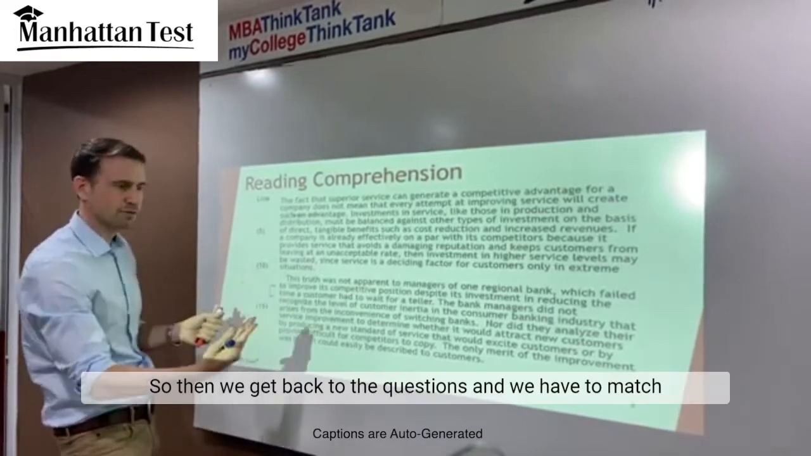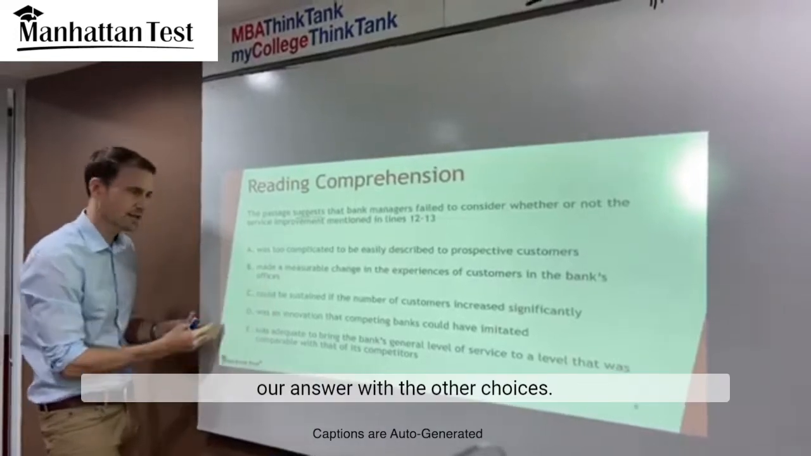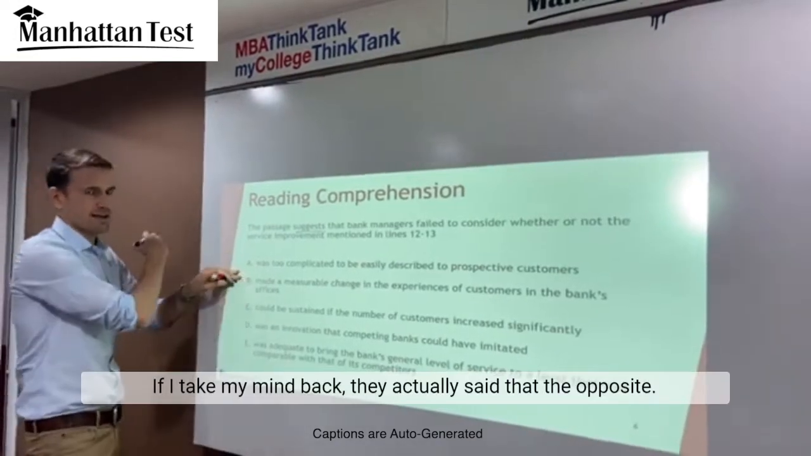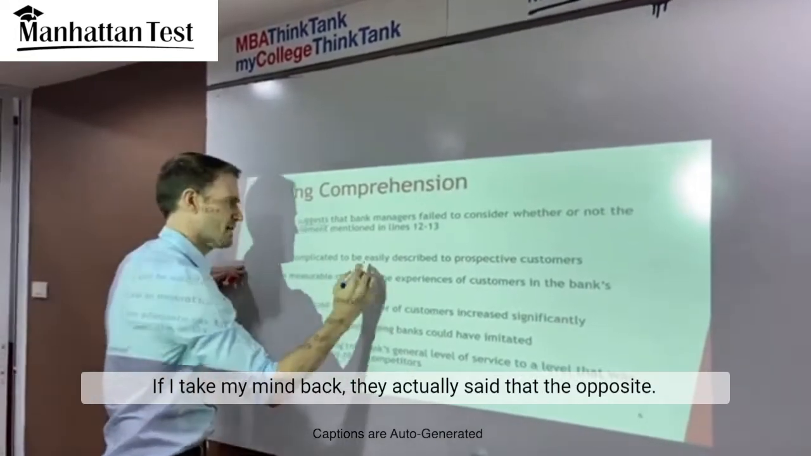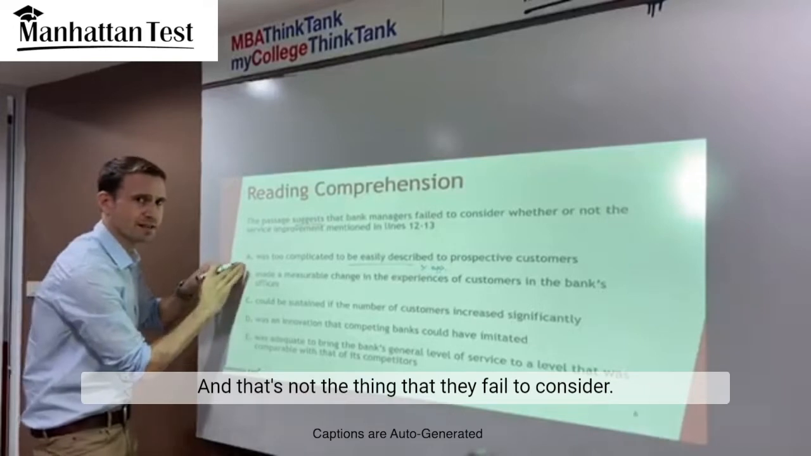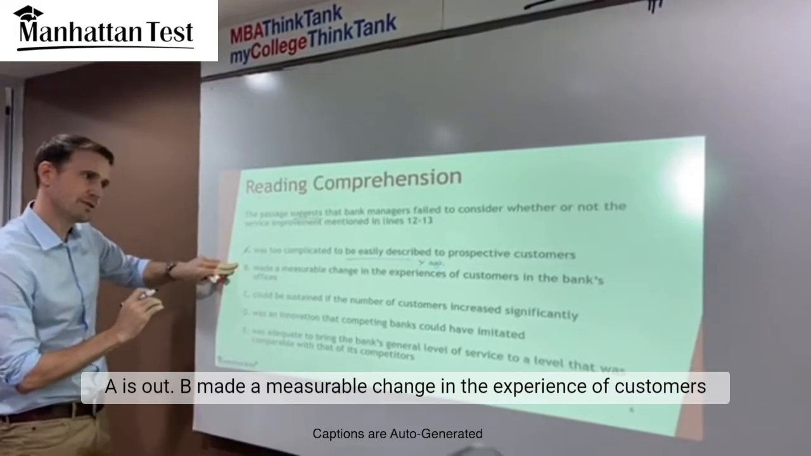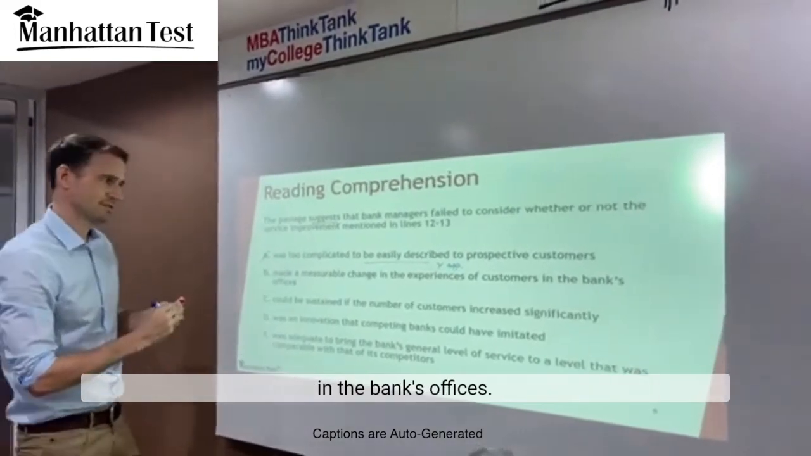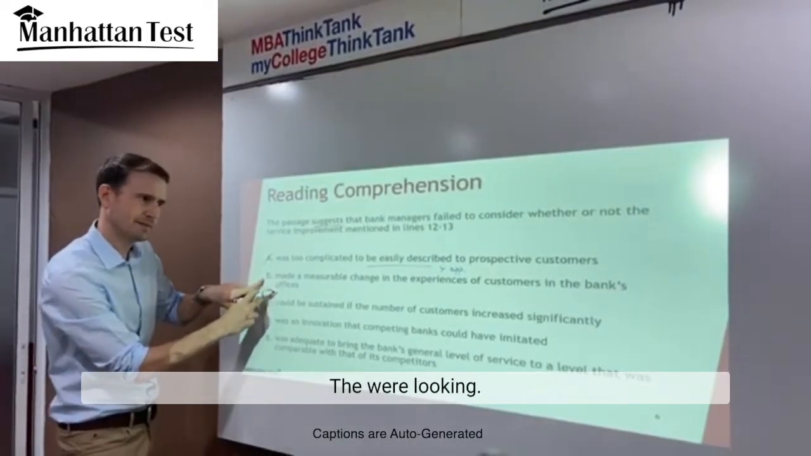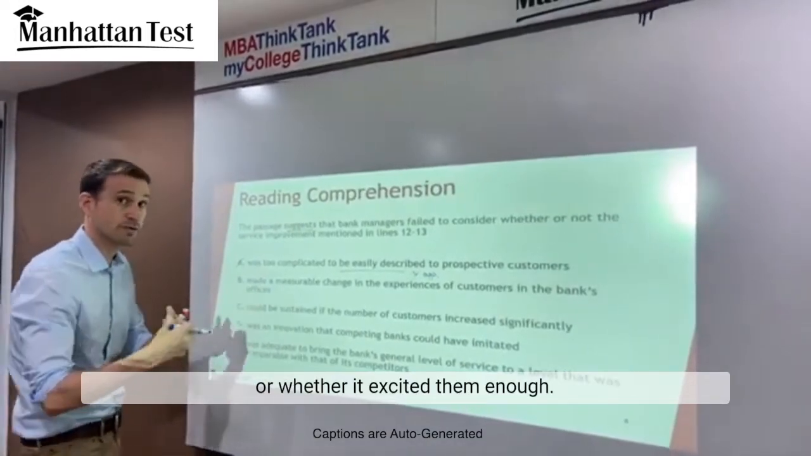Okay, so then we go back to the questions. And we have to match our answer with the answer choices. It was too complicated to be easily described. If I take my mind back, they actually said the opposite here. They said it was actually easy to describe, and that's not the thing that they failed to consider. A is out. B, made a measurable change in the experience of customers in the bank's offices. That's not what they failed to consider, right? We said it was either something that can't be replicated or whether it excited them enough.